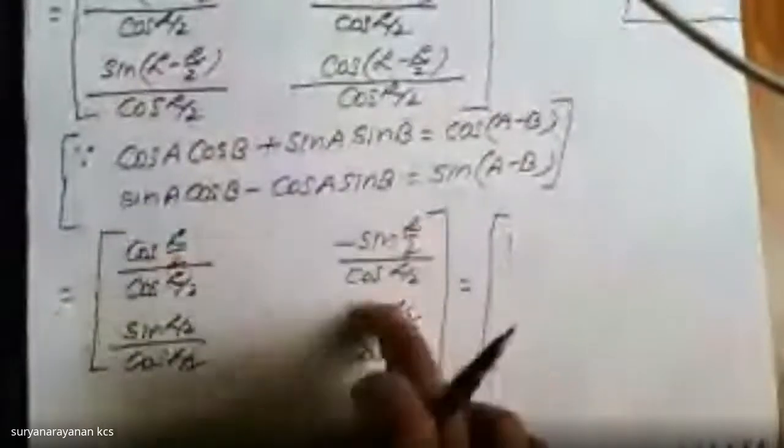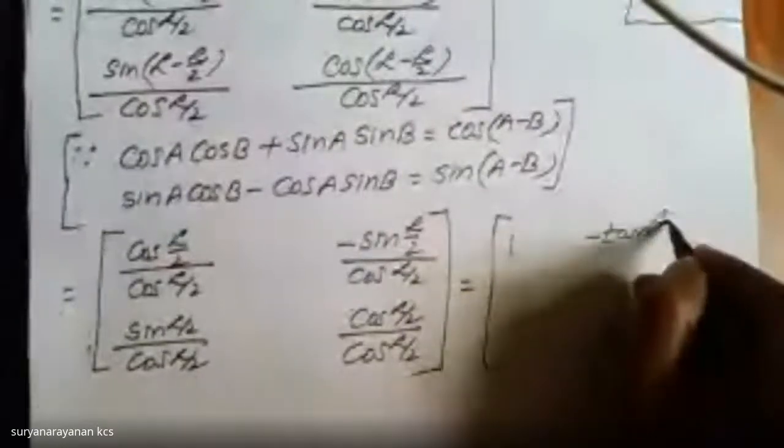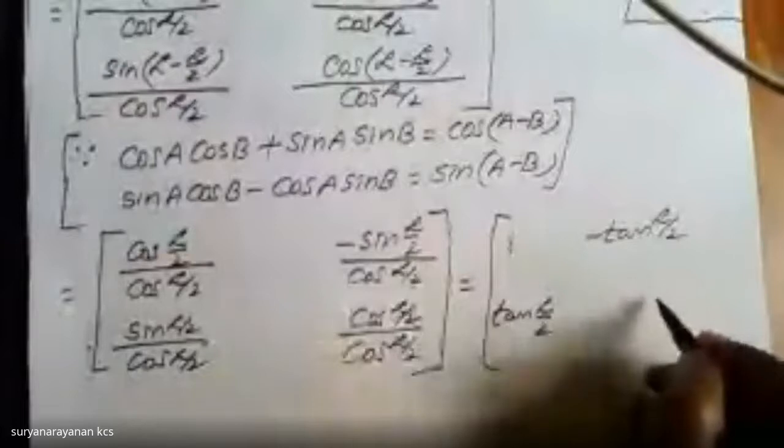Then what will you get here? The first term, cos alpha by 2 by cos alpha by 2, gets cancelled, minus 1. You get here 1. Here, minus sin alpha by 2 by cos alpha by 2, minus tan alpha by 2. Sin alpha by 2 by cos alpha by 2, we can write it as tan alpha by 2. Cos alpha by 2 and cos alpha by 2 get cancelled.